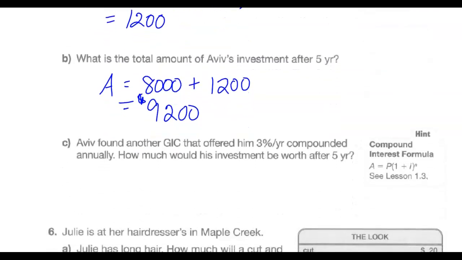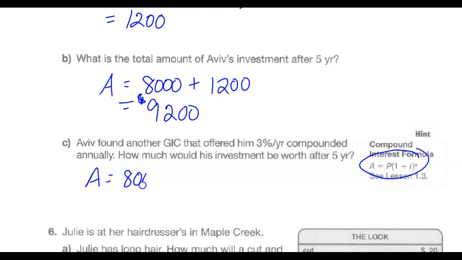So the difference between that and compound interest, remember, is that in compound interest, the formula takes into account that the interest earned after 1 year, or whatever compounding period it is, gets put into that account and it earns interest as well. So Aviv found another GIC that offers him 3% per year, but it's compounded annually. How much would an investment be worth after 5 years? So that's the formula there. So it's going to be a little bit more.